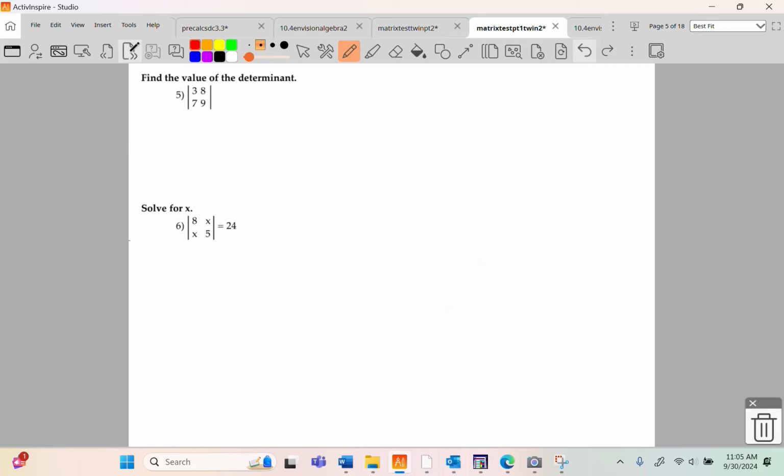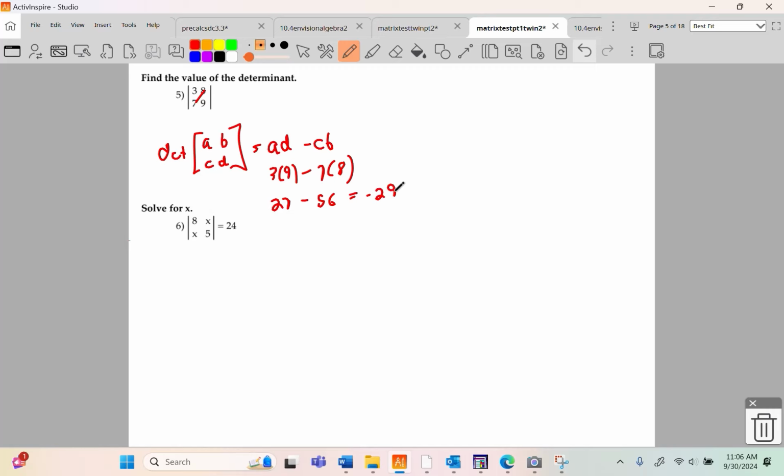Find the value of the determinant. The determinant of a matrix that contains the elements A, B, C, and D would be AD minus CB. So I'm going to do 3 times 9, because they are in the positions of A and D, and I'm going to take away the upward diagonal, 7 times 8. 3 times 9, last I checked, was 27. 7 times 8 is 56. And 27 minus 56, I hope, is -29. Or I probably shouldn't be teaching math today. That seems right to me. I feel like it's right. I'm going with it.